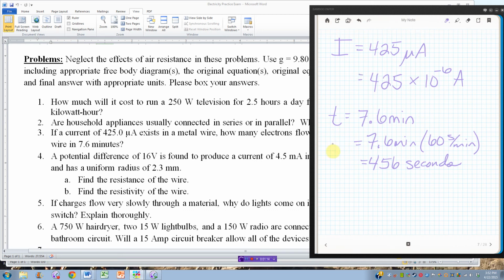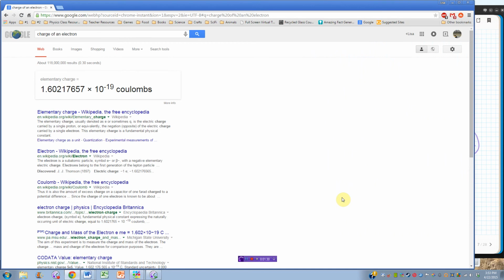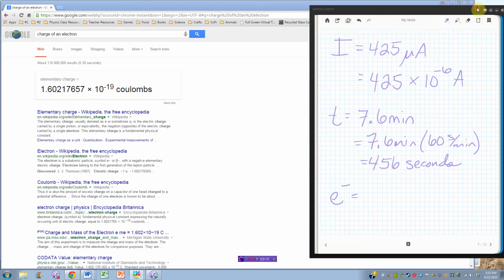The other thing we're going to need is the charge of an electron. Electron charge. This is on your orange sheet that you use for tests. It's on the blue sheet I gave you at the beginning of the year that you've all lost by now. Or we can just use Google. Check it out. If you Google charge of an electron, it pops up right here: 1.6 times 10 to the negative 19th coulombs. So we're going to need that.